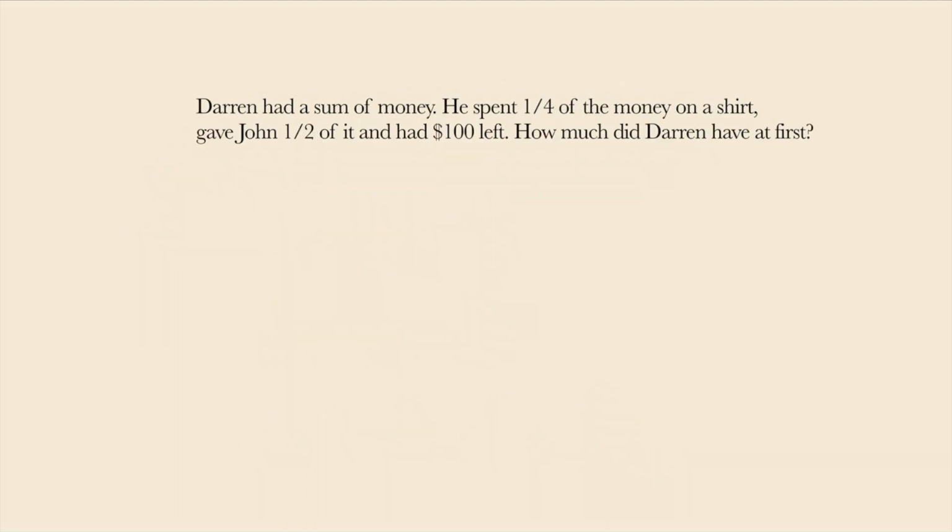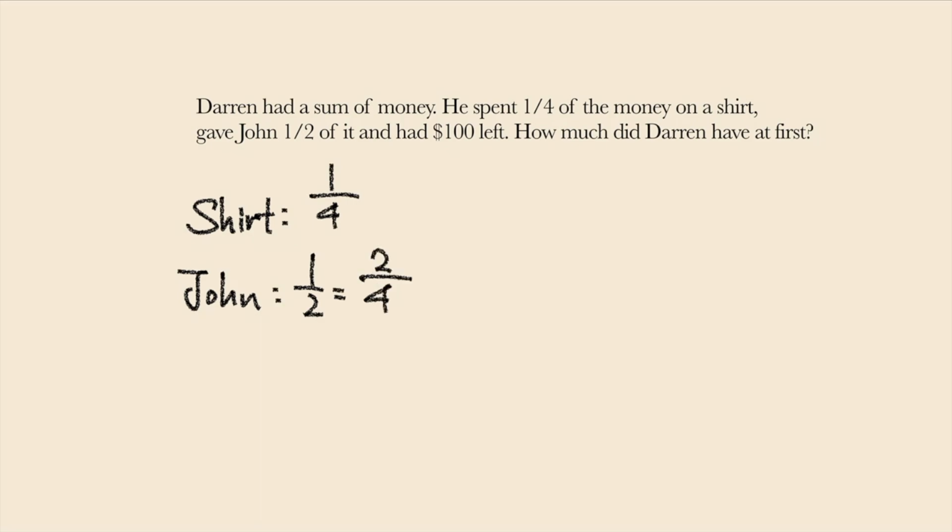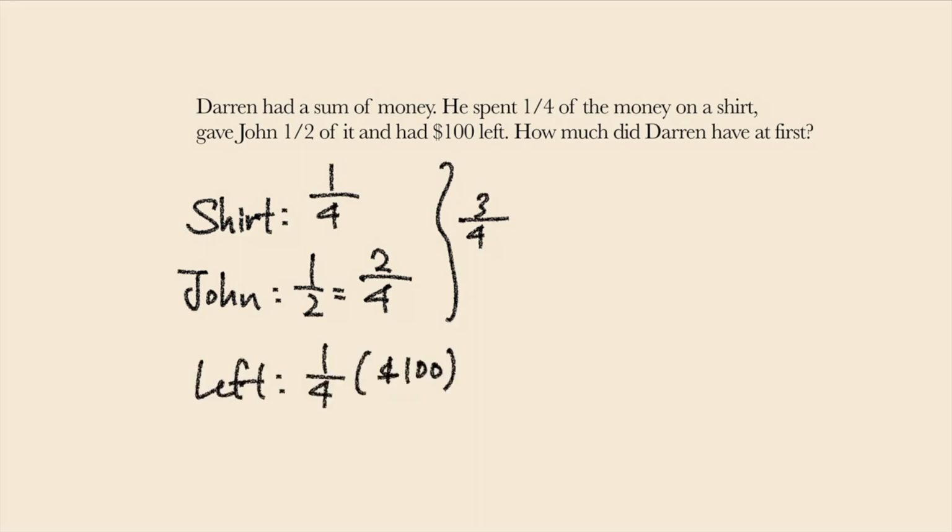Darren had a sum of money. He spent 1/4 of the money on a shirt. Gave John half of it. So again, we have to turn our denominators to 4 and had $100 left. Now, knowing that this adds up to 3/4, what's left in terms of fraction? 1/4. And that, we are told, represents 100 actual dollars.